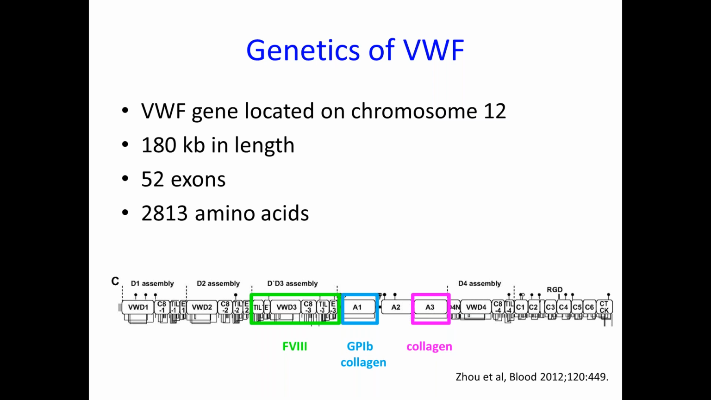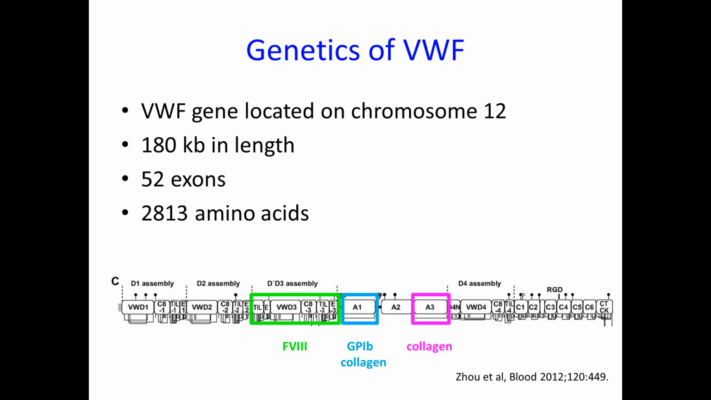The genetics of von Willebrand Factor are as complicated as the protein. The VWF gene is located on chromosome 12, and it is 180 kilobases in length. This comprises 52 exons and 2,813 amino acids. So when we talk about the genetics of VWF, you can already see that with all the space to have issues, there's a lot of room for variation.